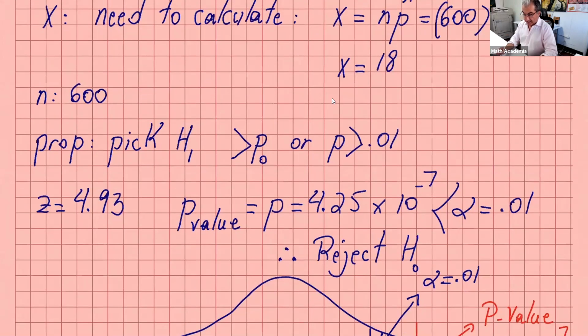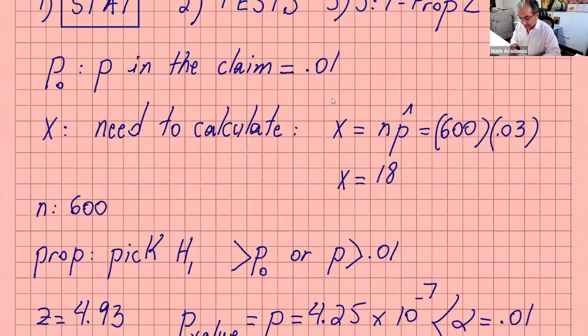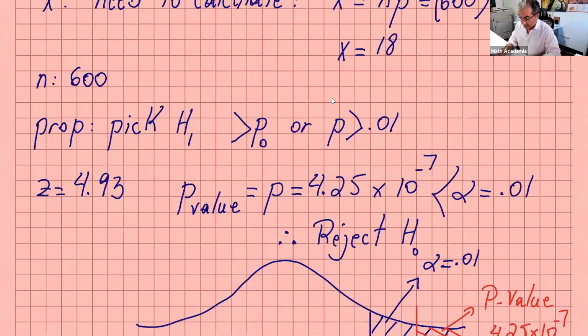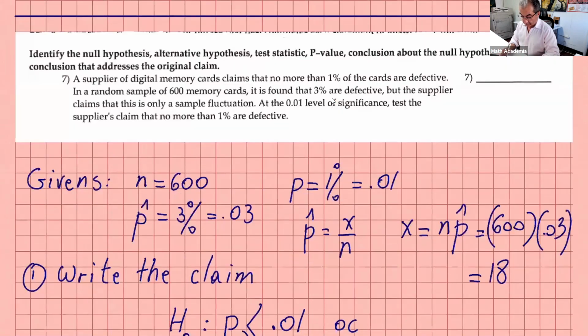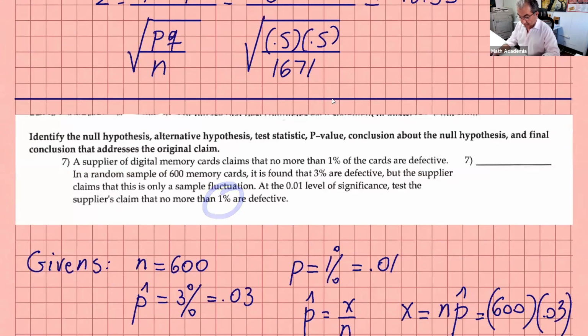So here, if you look at this, the calculator has all the details. So please go over whatever I just explained. Now we got P, which is the P value, 4.25 times 10 to the power of negative 7. This is much less than alpha, which was 0.01. Be careful, this alpha is not the proportion, it is the significance level in the problem.